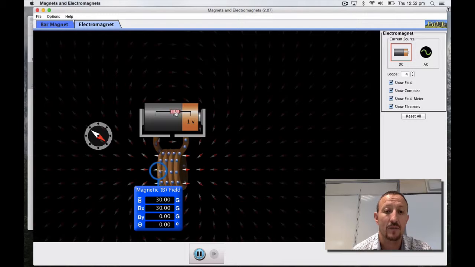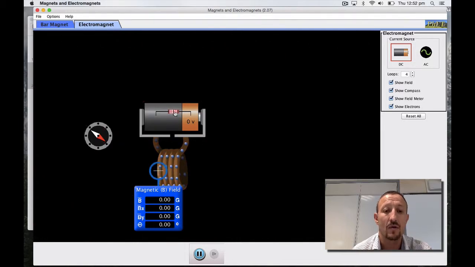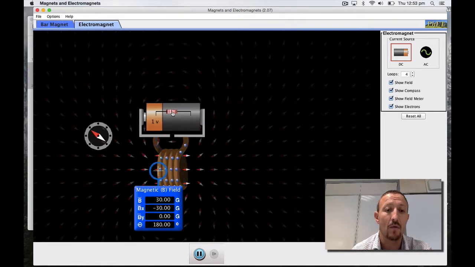Now what happens if I go in the opposite direction? Well, I get to 0, all the field is cut off because there's no moving charge. So what happens if I move in the opposite direction? Well, all that happens is the magnetic field changes direction. So instead of having the red arrow pointing on the left-hand side, I've now got the white arrow.